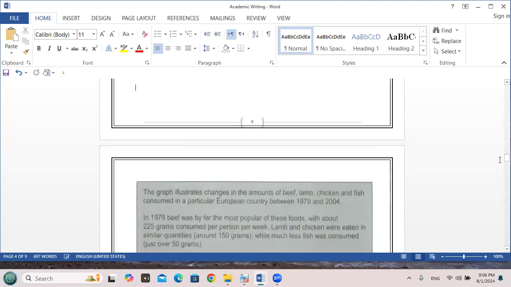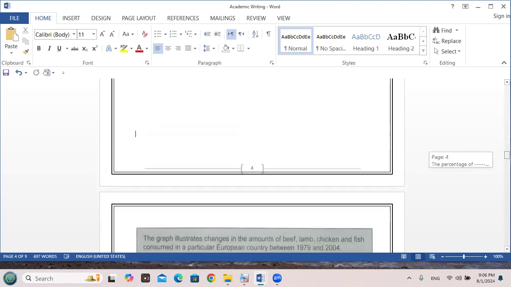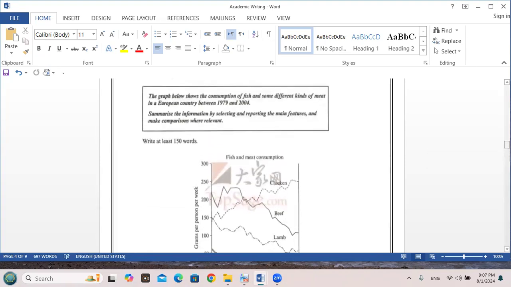First of all, whatever the task is, writing task 1, we have to follow the same writing techniques. First of all, we have to start with an introduction. In this task you are not supposed to write anything personal. You are not supposed to write your own inference. You're not supposed to interpret information that is not mentioned in this task.